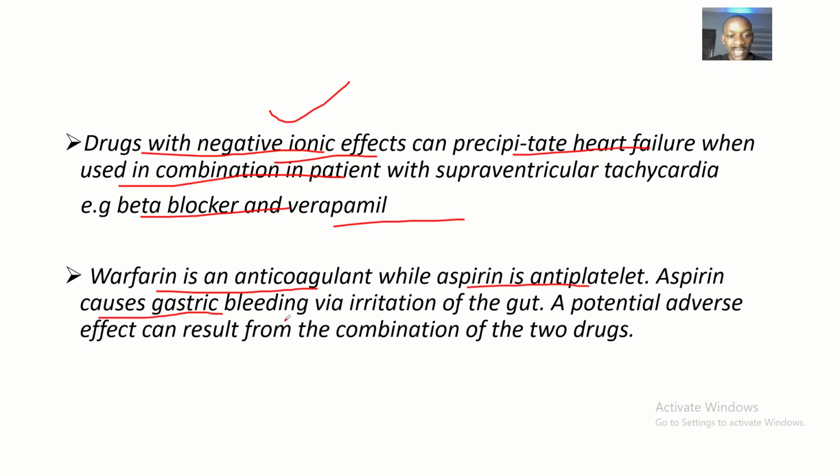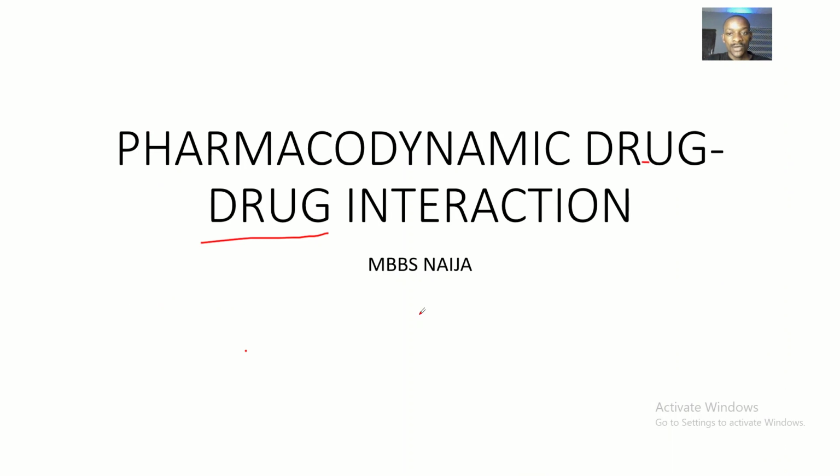So aspirin causes gastric bleeding via irritation of the gut. A potential adverse effect can result when you actually combine the two drugs. Okay, so an anticoagulant is stopping blood from clotting, then an antiplatelet is promoting bleeding. Do you understand? So imagine a person is bleeding and the person has something that is promoting bleeding and something that is stopping the blood from clotting. Do you understand? That's an adverse effect. Okay, and this can be gotten when you use what? Warfarin and aspirin. Okay, so guys, these are the several examples of pharmacodynamic drug-drug interactions that we have in the body.